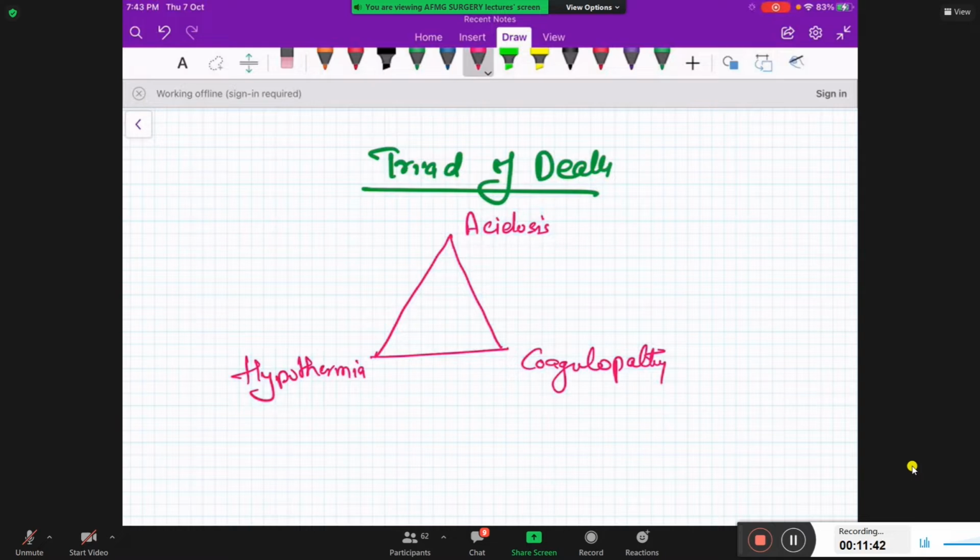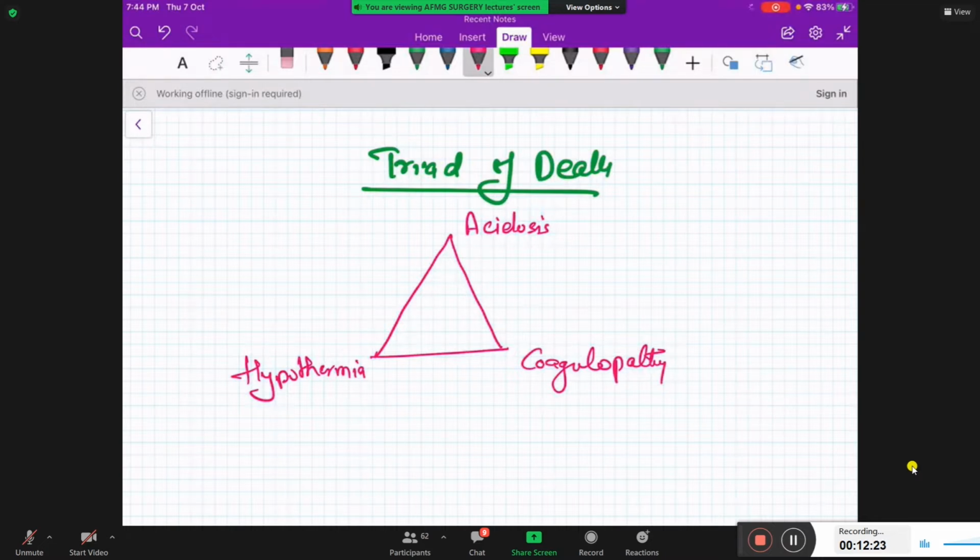Now, can anyone tell me what are the ways? Imagine there is a bleeding happening from a vessel. What are the ways to control bleeding from this vessel? Pressure. One. You can apply pressure. Pressure can be applied with a tourniquet, with the hand, in any way. One is pressure. And you can ligate the vessel also.